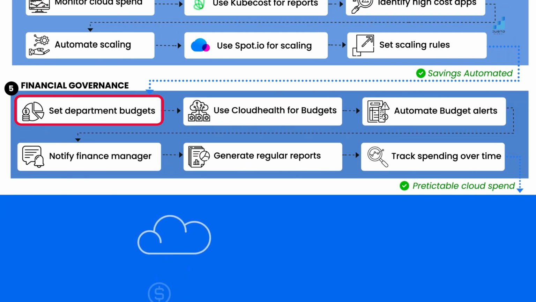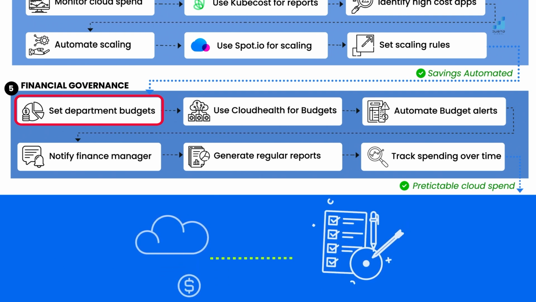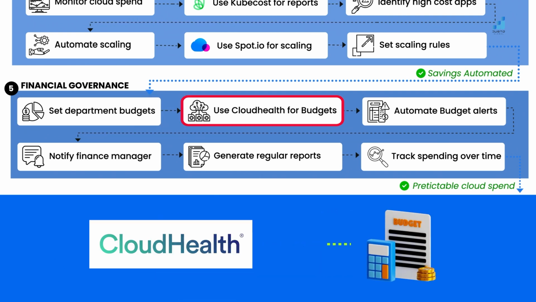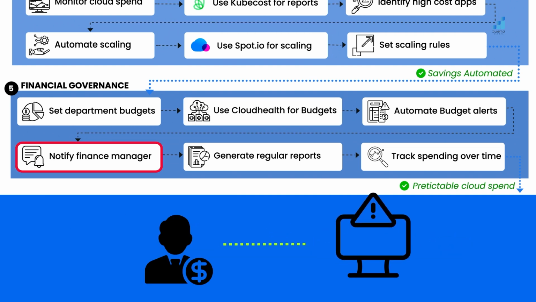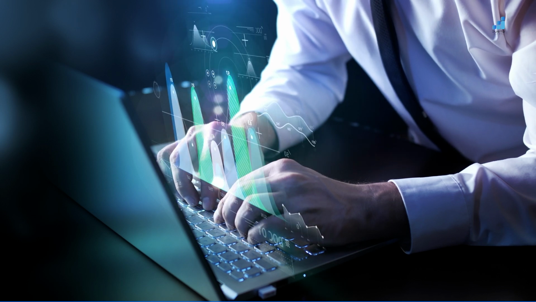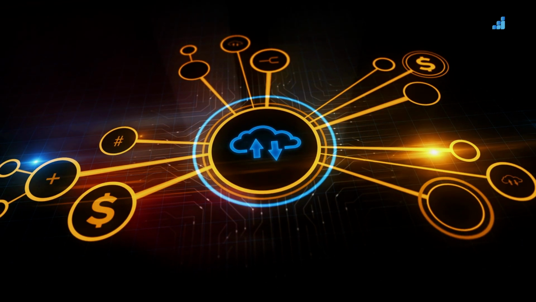In step 5, establish financial governance. This is how you lock in your savings for the long term by connecting your tech to your financial goals. Using a tool like CloudHealth, you set budgets for each department. You automate alerts, so your finance manager gets a notification before a project goes over budget. And you generate regular reports to track your spending and prove your savings. This makes your cloud spending predictable.